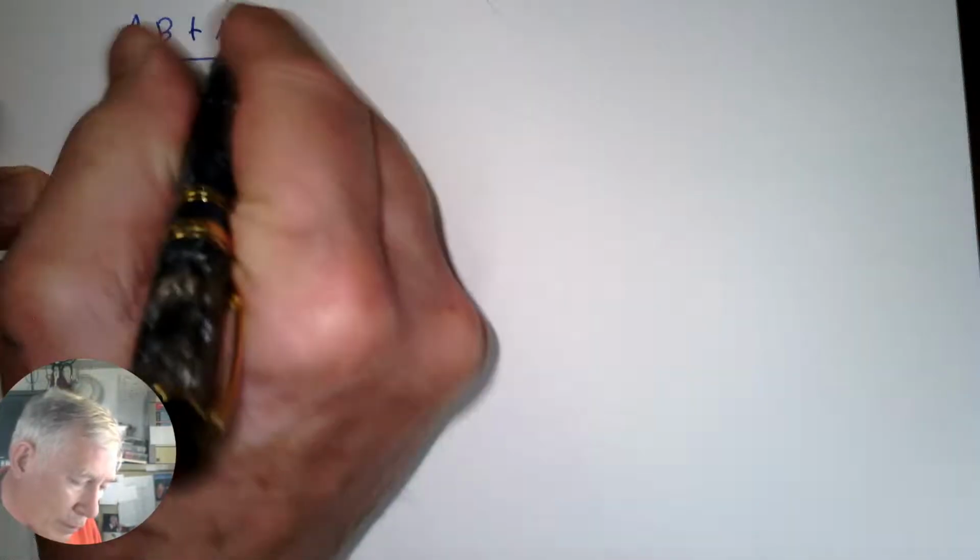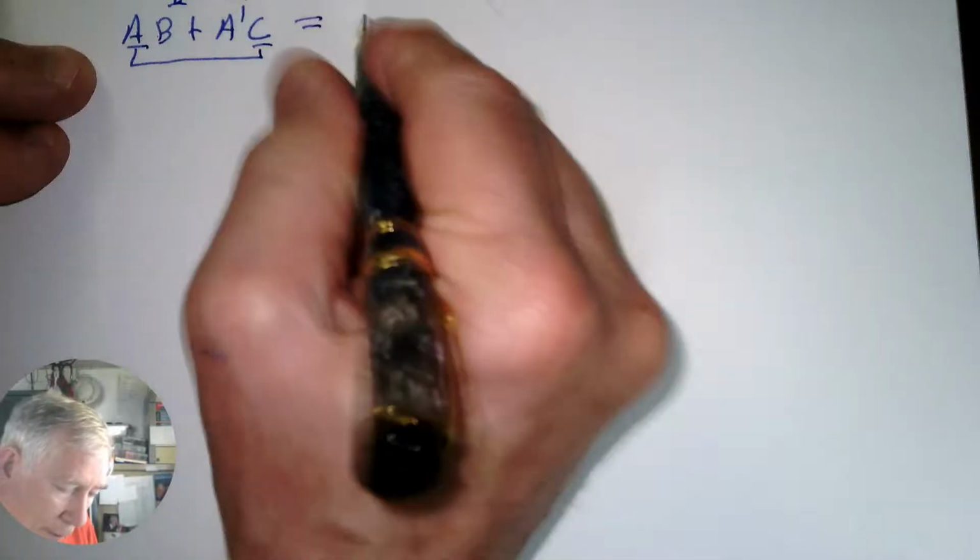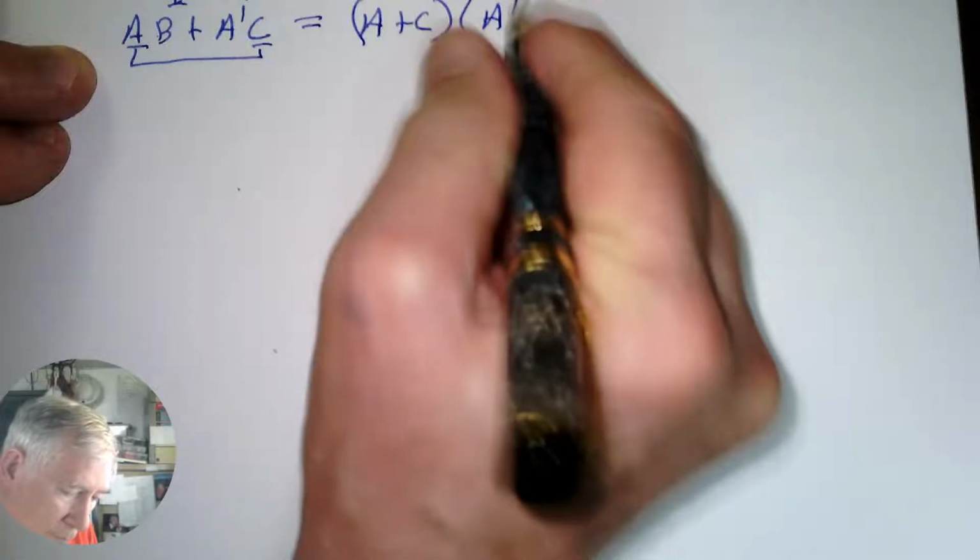AB plus A prime C. Now, can you think of any of our 3 conversion rules that look like this? That's right, the multiplying and factoring theorem. Looks a lot like it. Okay, so we're going to do the little funky thing here so we can get these connected correctly. And that's just going to equal then A plus C quantity times A prime plus B.